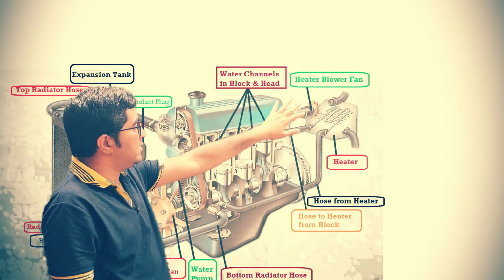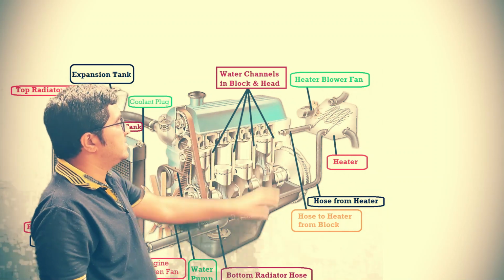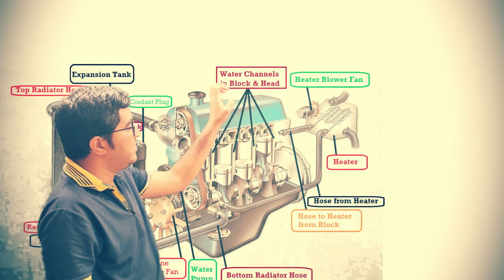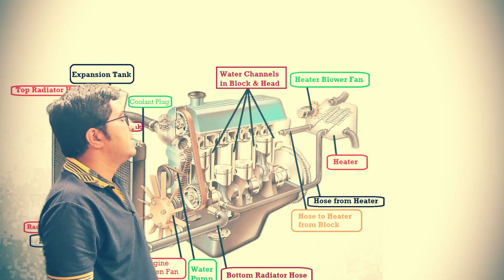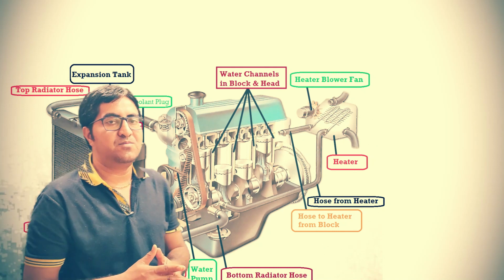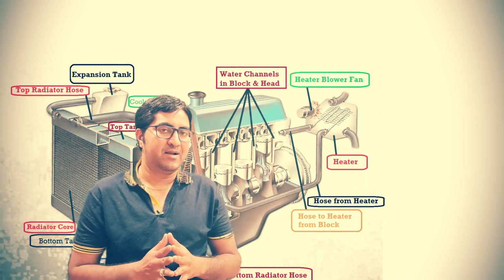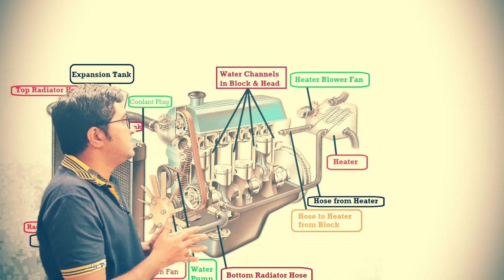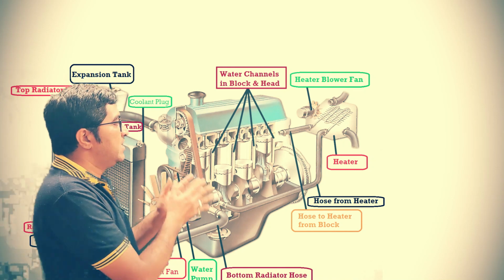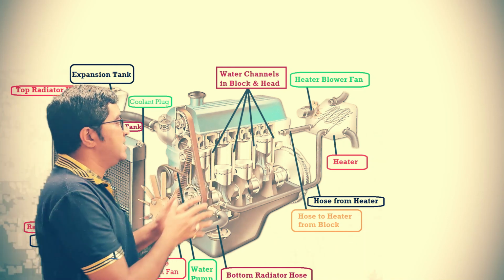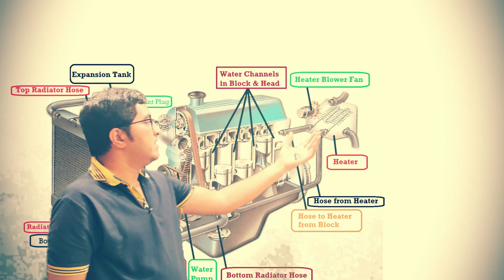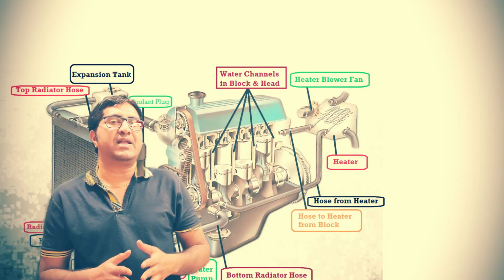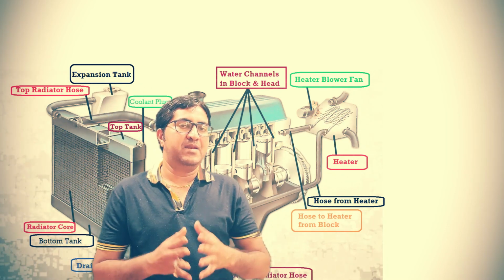Here you can see that the blower is mounted. This blower will suck the air and flow it through the surface of the heater, and it will increase the temperature inside the cabin of the car. So this is the working principle of the radiator. Here we are also using waste energy in the heater to increase the temperature of the cabin.